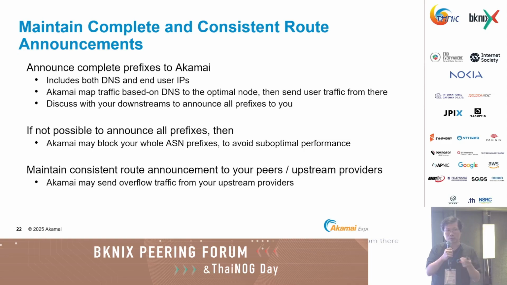And if you can't do that, then chances are we may actually block your DNS prefix, so we may not send traffic from a particular peering link. This is because a lot of people are sending end user on different links, but if you want optimal Akamai traffic performance, you have to send both the DNS and user prefix to us.